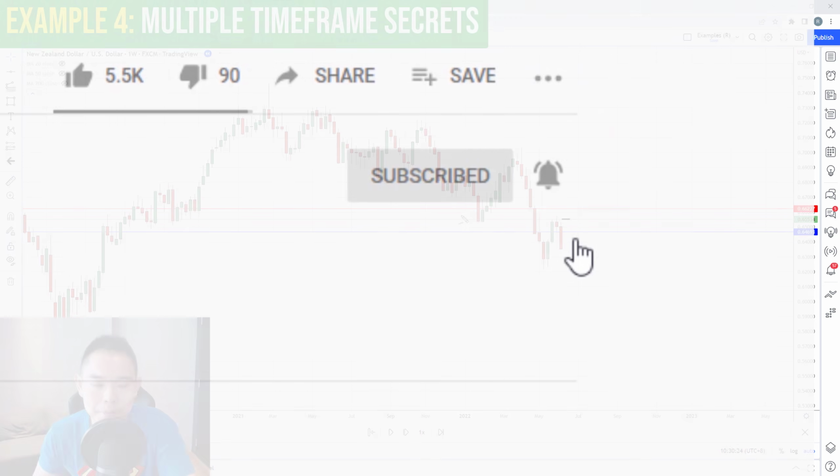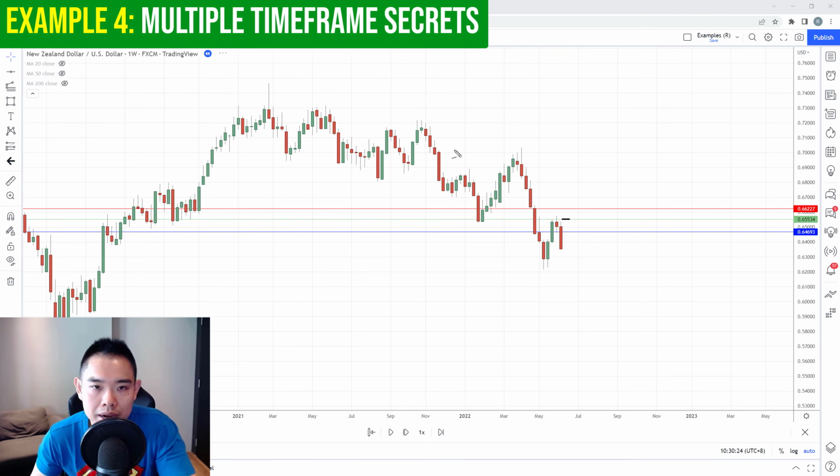So carrying on, you can see that on the weekly time frame, the market is in a downtrend, a series of lower highs and lower lows. And the market tends to break below the swing low.